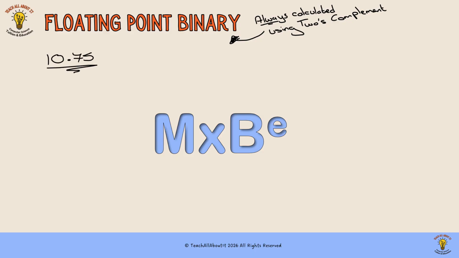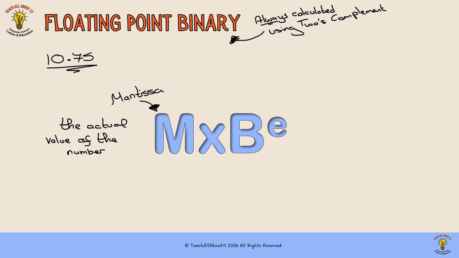What that means is that floating point binary not only allows us to represent a real number, but it allows us to represent a real number in the most efficient way possible. Now the formula that you can see on the screen, m times b to the power of e, means m stands for our mantissa. The mantissa is the actual value that we are trying to represent.